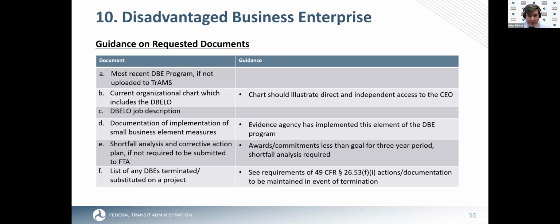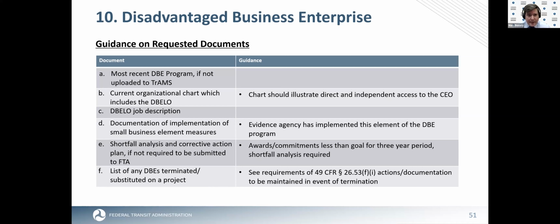If you happen to be a top 50 agency per FTA funding, then those agencies actually have to submit their shortfall analyses to FTA by December 29th, following the fiscal year end of the year that they didn't meet their goal. I doubt anybody on this phone call is a top 50 agency. And so for you guys, then do the shortfall analysis, make sure that you have it.